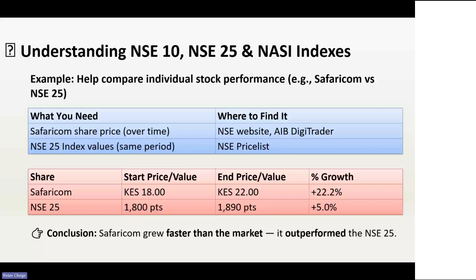It could be a positive or a negative. Then you take the NSE 25 index value at the same date, let's say 1st January, 1800 points. Then the current value, let's say it is 1890. So the difference is around 5%. So if you look at this, it means Safaricom is doing better than the stocks within NSE 25, the top 25 shares within that index.